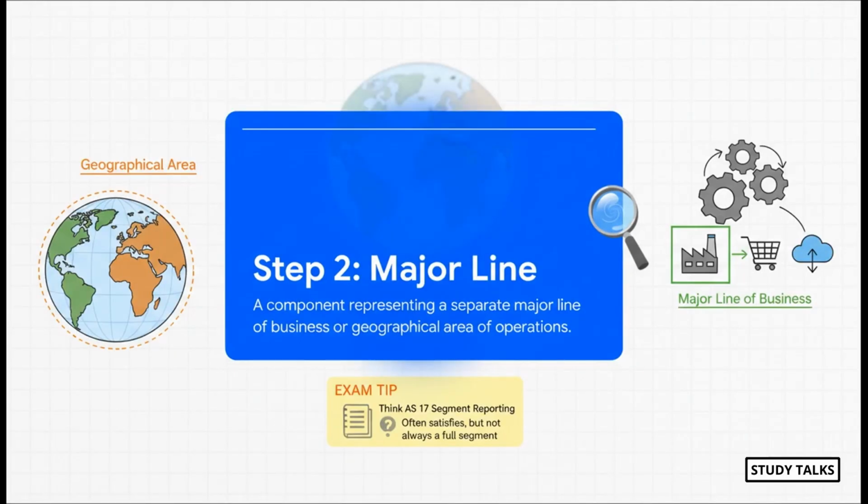Okay, on to step 2. This is what I call the significance test. Basically, the part of the business they're getting rid of has to be, well, a big deal. It can't be some tiny, insignificant operation. It has to be a separate major line of business or a major geographical area. A little pro tip for you, think back to AS17, segment reporting. If it's big enough to be a reportable segment there, it's almost definitely going to pass this test. But keep in mind, it doesn't have to be a whole segment to be considered major.